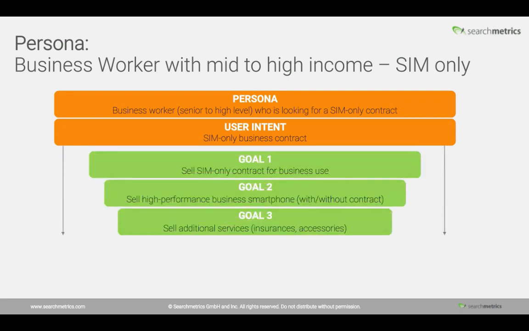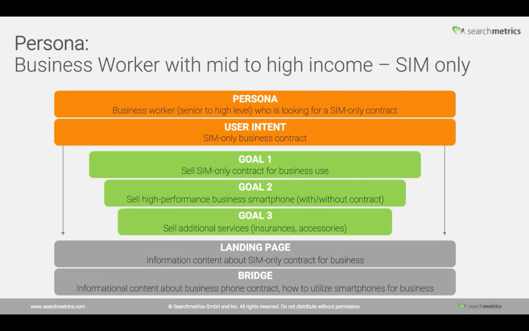So as a website, your first goal is of course to show the persona a SIM-only contract landing page, but you can also try to convert them to other environments of your website. In this case, you can offer them a business smartphone with contract, or even sell additional services on top. This is what we still see missing on a lot of websites. The journey basically only goes until the user intent and doesn't go further. Yeah, so there's no retention on the landing page. Exactly. In this case, the landing page will be informational content about the SIM-only contract for business, because we're targeting business users. But then it's nice to also have a bridge to the other environments that I mentioned before.